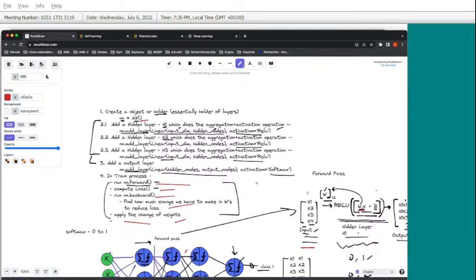So that is my core tenets of a neural network. You can also add regularization. You can also add dropouts for regularization and so on and so forth. You have to choose the right loss function.